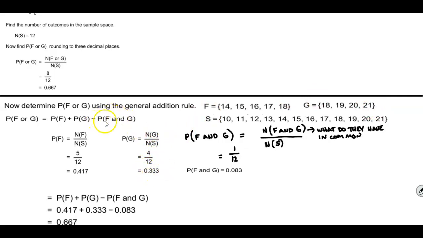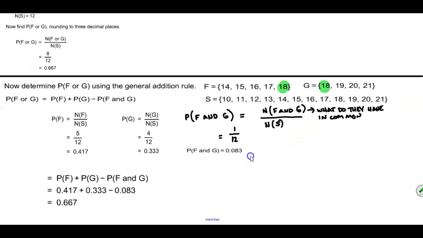Then we're going to have to subtract the probability of F and G. And the definition of F and G means that it's called intersection, meaning what values do F and G have in common? So if we take a look at both F and G, we notice that there's an 18 that's an element in F, and then we also have an 18 that's an element in G. So what that means is they have one value in common. So the number of values that F and G have in common is 1. And we're going to divide it by the number in the total sample space, which is 12. Therefore, the probability of F and G is equal to 0.083.